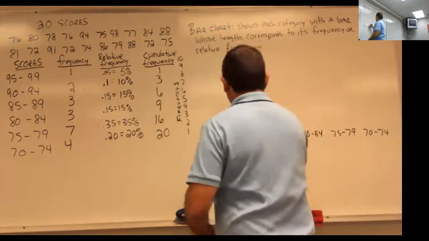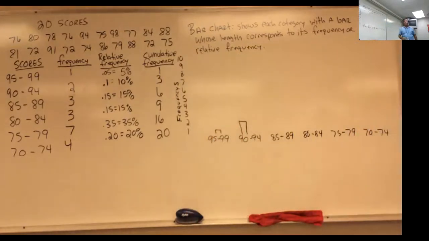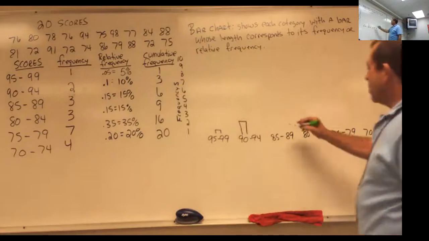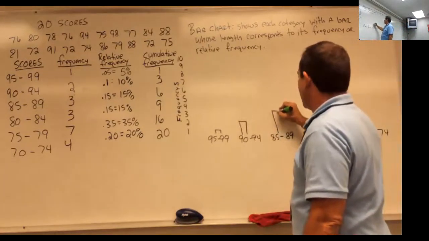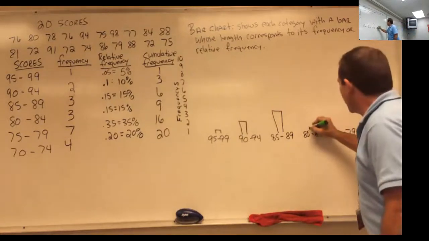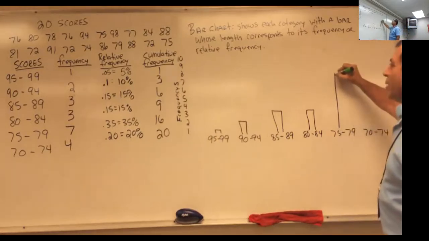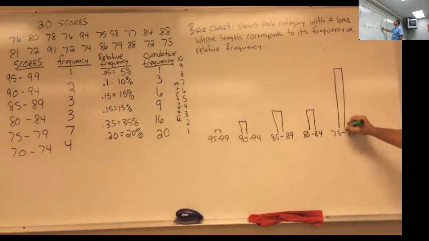90 to 94, my bar would come up to the 2. 85 to 89, my bar would come up to a 3. Same thing on 80 to 84, it would be a 3. Now they're prettier on paper than I'm doing them. Next I had 7, so this one would shoot way up here to 7. And then finally I had 4 on the last one.